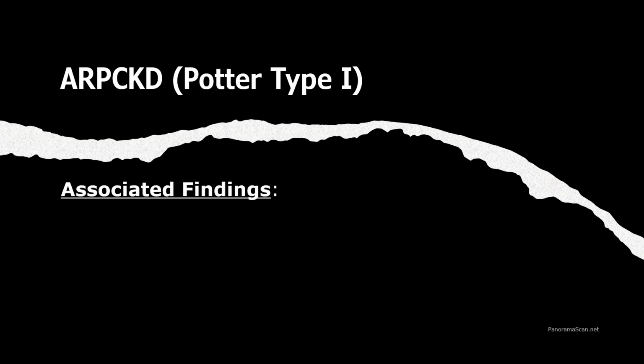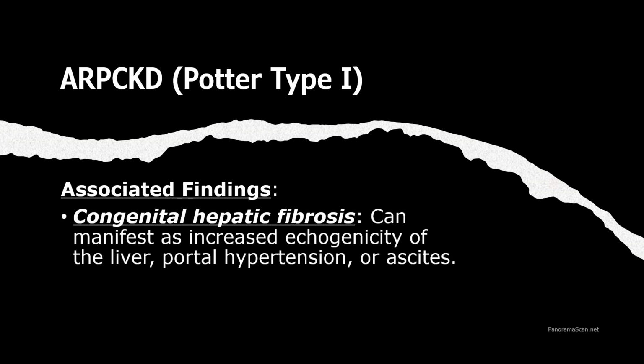Now let's talk about some of the associated findings that are commonly seen in ARPKD. Congenital hepatic fibrosis is one of the key associated conditions. On ultrasound, this may present as an increased echogenicity of the liver, which is a result of fibrosis in the liver tissue. In more severe cases, this condition can lead to portal hypertension, which might also cause ascites, the accumulation of fluid in the abdominal cavity.